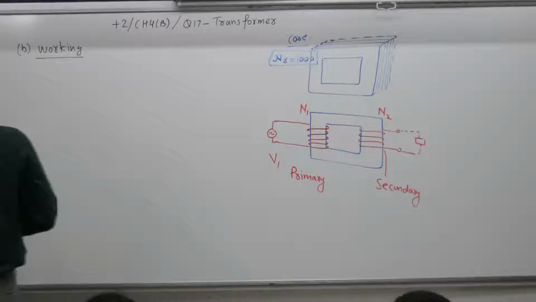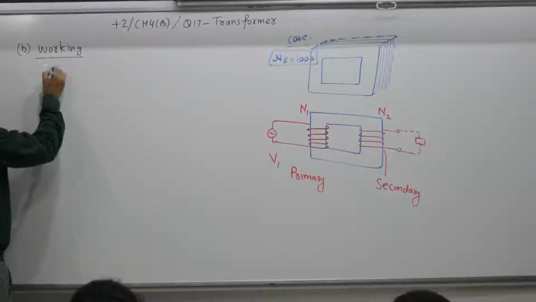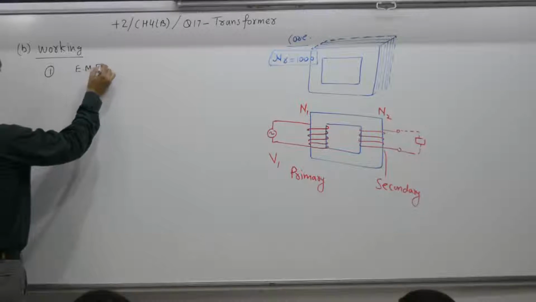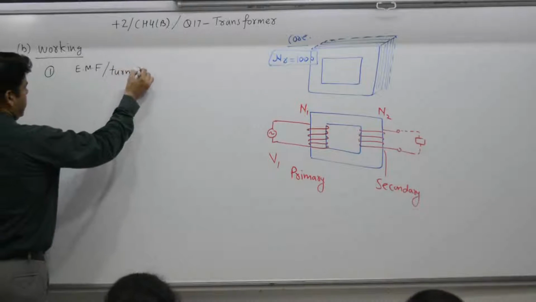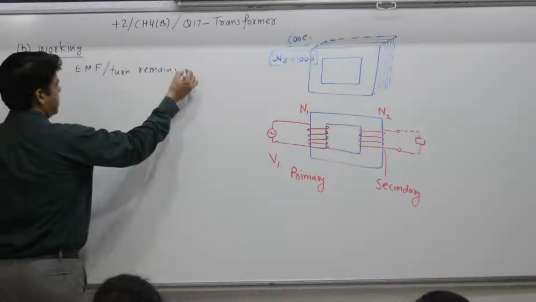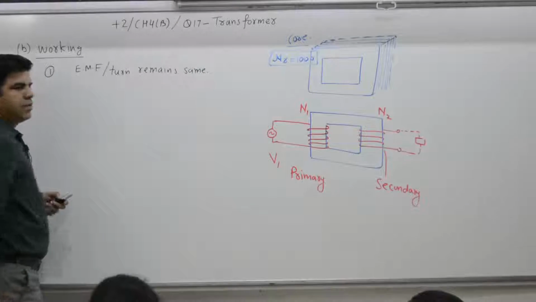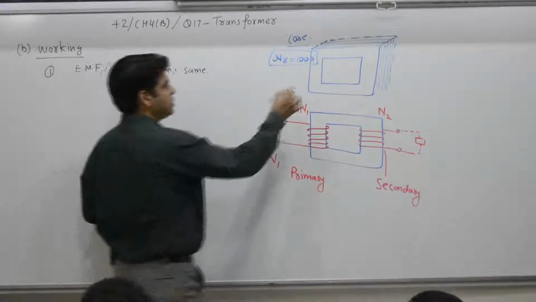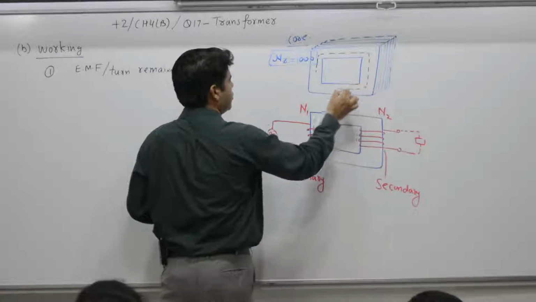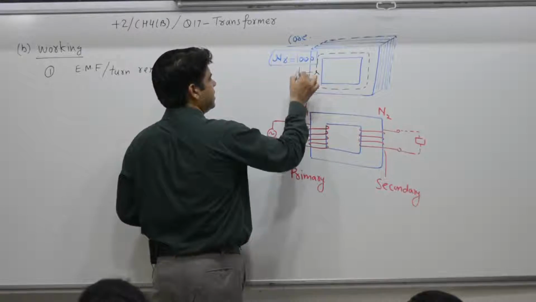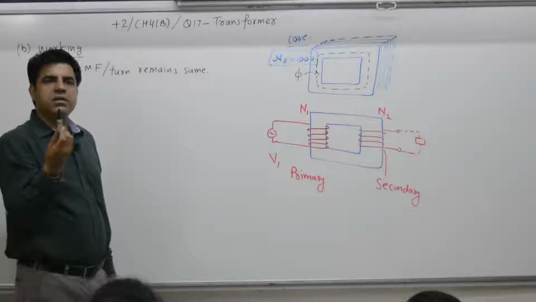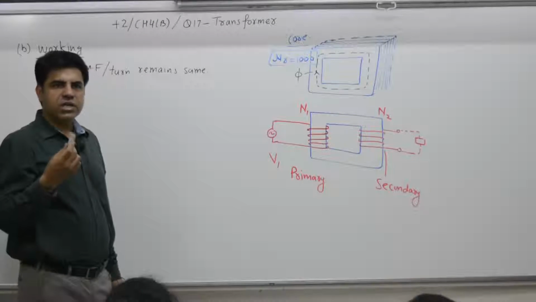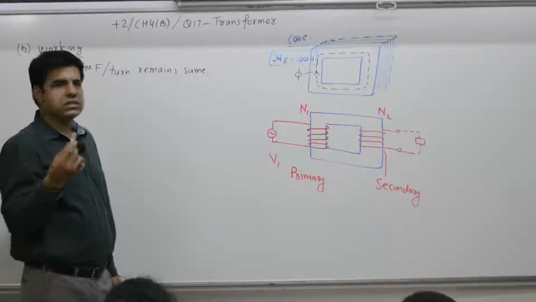B part deals with what? Working of a transformer. Point number 1. EMF per turn remains same. EMF is what? Rate of change of flux. Flux throughout the magnetic core remains the same. So if you have one turn, EMF induced will remain the same, whatever be its thickness. So the working principle is EMF per turn is the same.